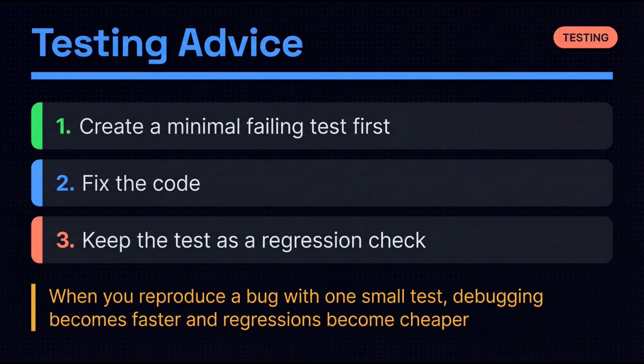Every bug you fix is a test you didn't have. The test-first approach makes debugging faster because you have a reliable reproducer. It makes regressions cheaper because the test catches them automatically. Over time, your test suite becomes a record of every bug the project has survived.